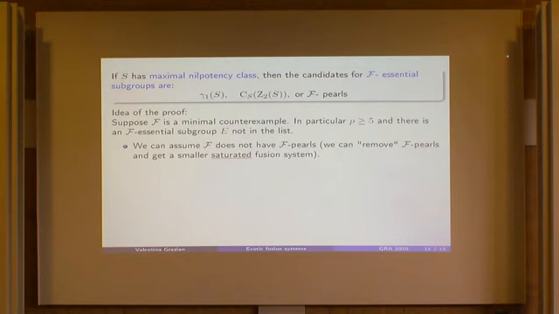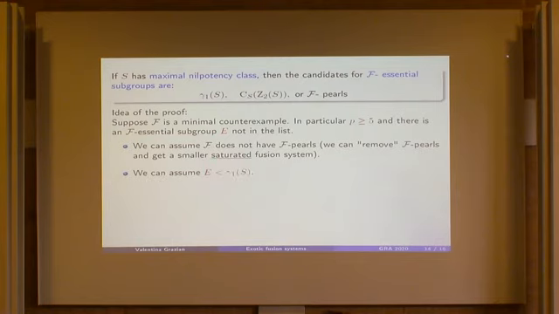Now, the first thing we can do, we can assume there are no pearls in our minimal counterexample because there's a way to remove pearls and still get a saturated fusion system. So that's a bit the problem with fusion systems. When you remove something or you quotient, you certainly can get a fusion system, but you might lose saturation, and you want to keep saturation. There's a way to remove pearls and get a smaller saturated fusion system. So in our minimal counterexample, F does not have pearls.